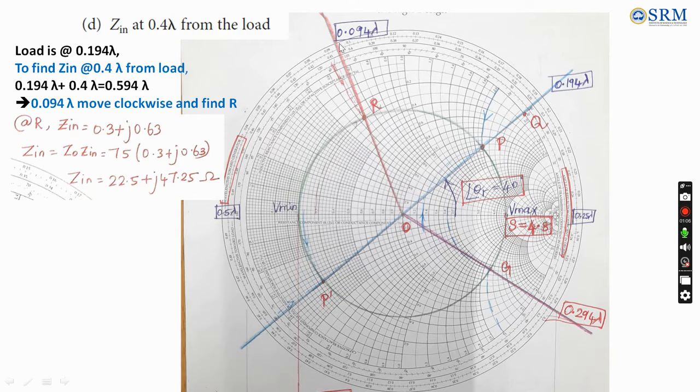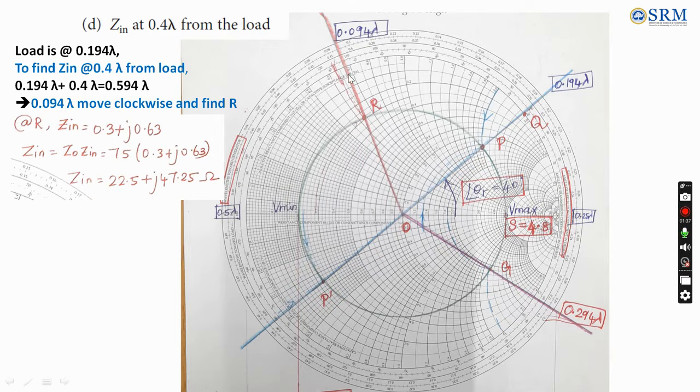So if you are able to see, it is 0.094 lambda, extending this point connecting the center of the circle. Where this straight line intersects this VSWR circle, that is the location of R where the normalized input impedance is present. So seeing here, we can see the intersection is exactly at 0.3. This is a 0.3 R circle and the X circle is 0.63.